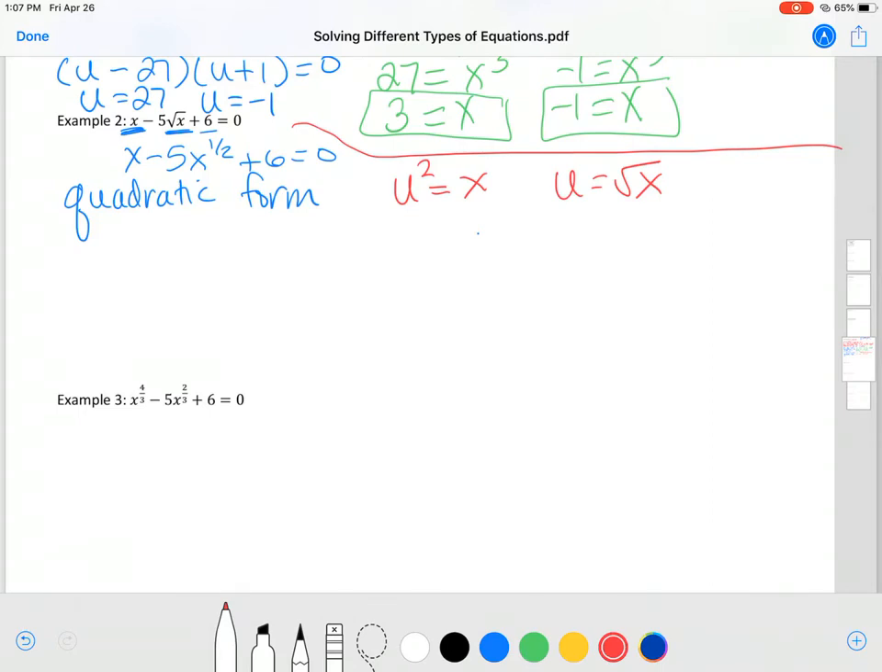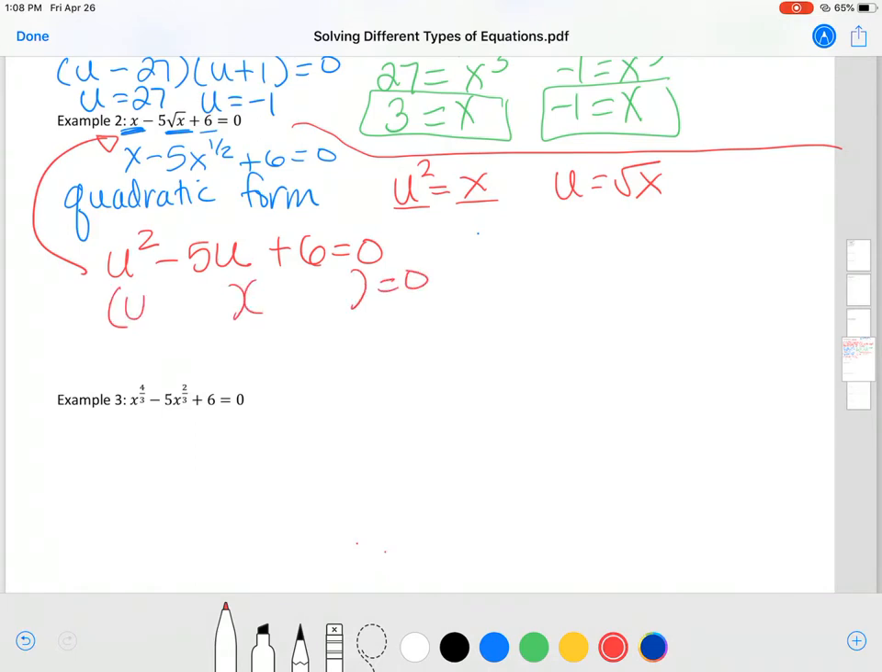So now I can rewrite my original equation as u squared, because u squared is equal to x. So I'm going to replace that x with u squared, minus 5u. I'm replacing the square root of x with u. And then I have plus 6 is equal to 0. So now I can solve this like it's a quadratic. When I factor this, I have u minus 3, u minus 2. So u is 3 and u is 2.